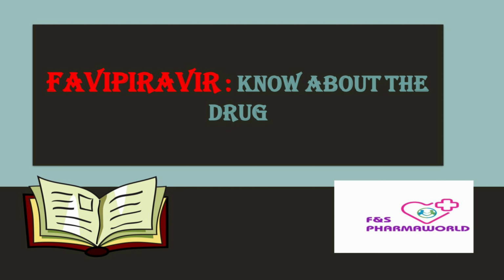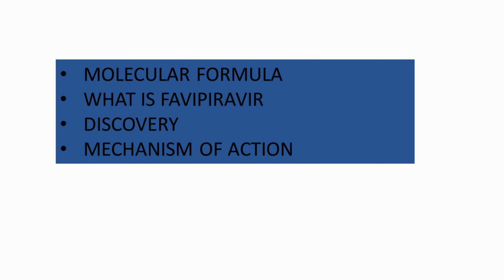This video explains the details about the drug Favipiravir. So let's start and look in detail about the drug Favipiravir. The molecular formula, what is Favipiravir, about the discovery, then mechanism of action. First, the molecular formula. The molecular formula of the drug is C2H4FN3O2.